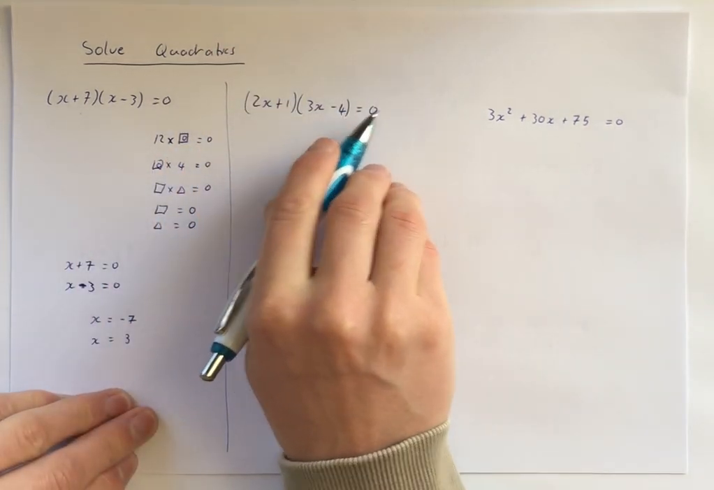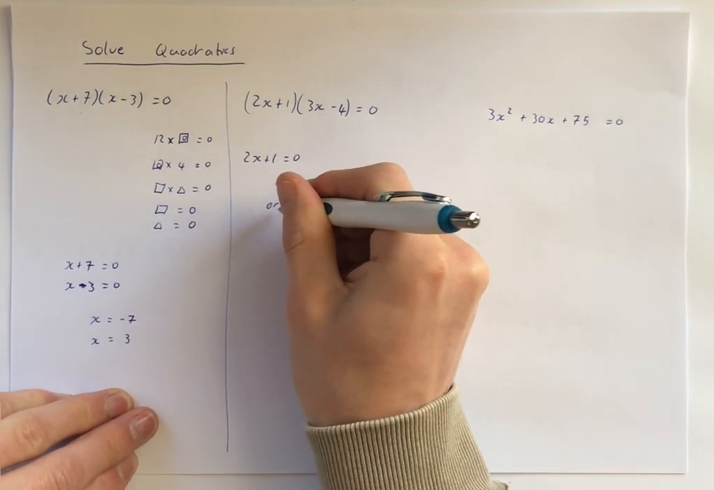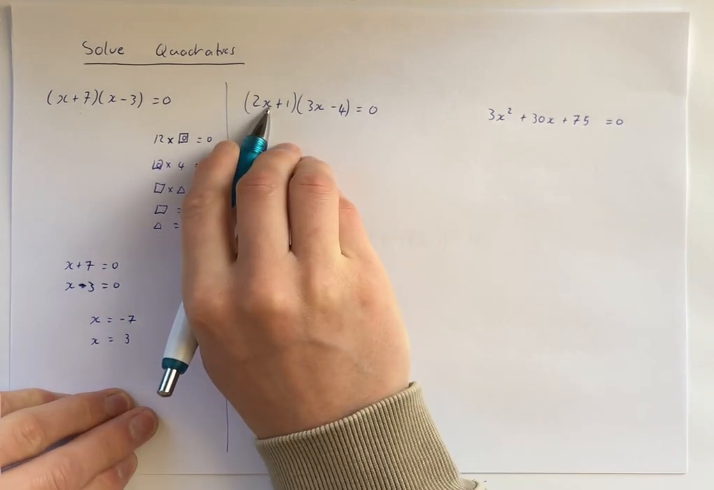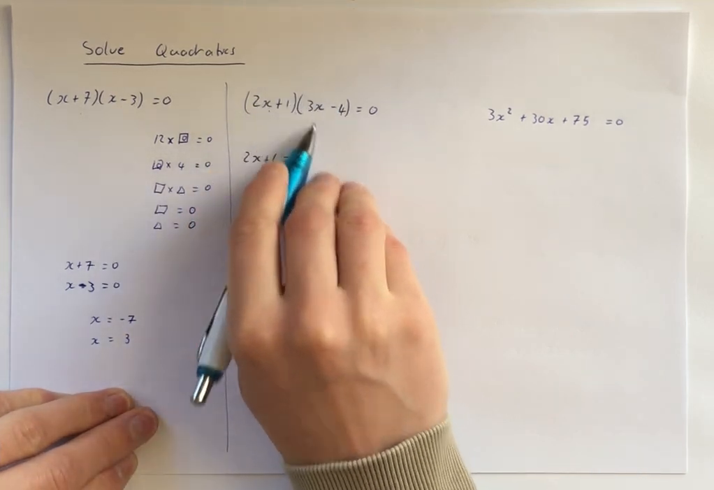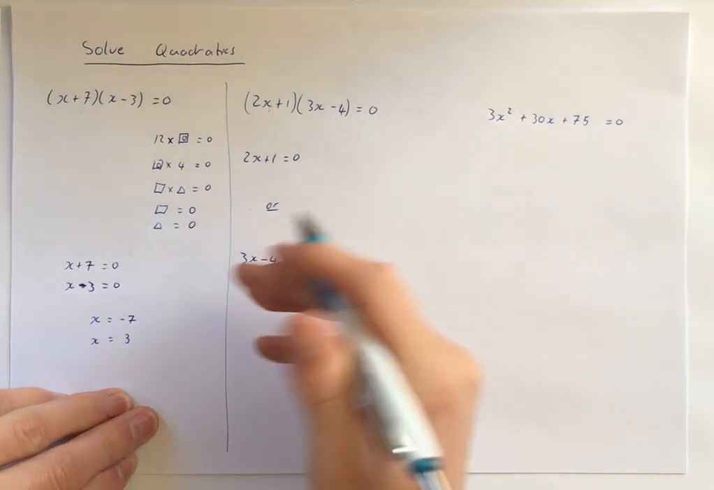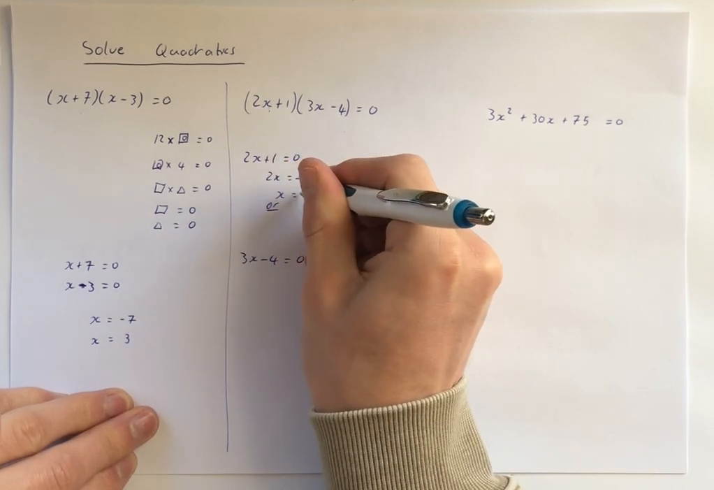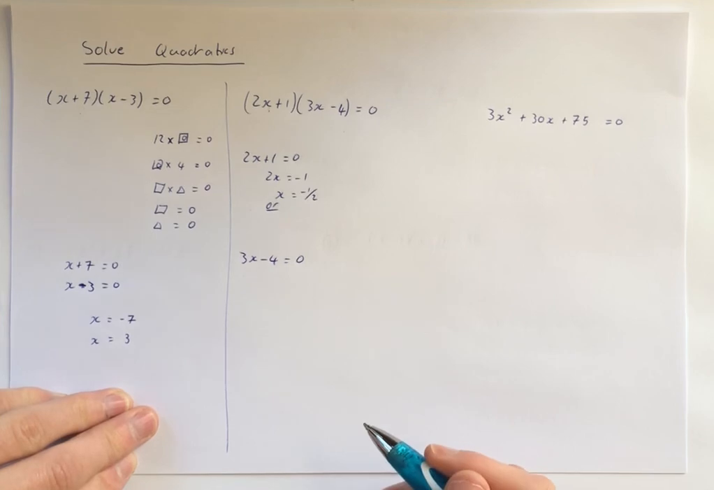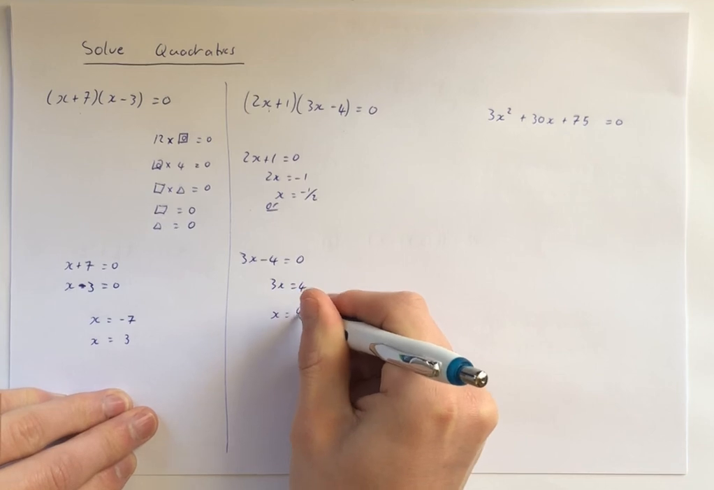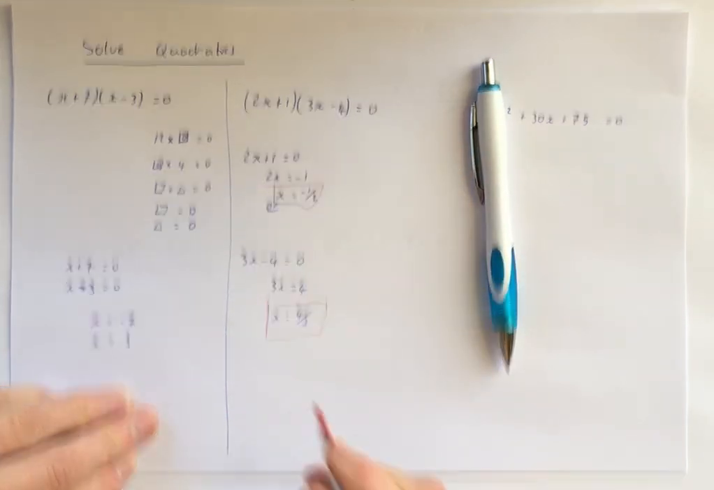So obviously each bracket could equal 0. So 2x plus 1 equals 0, or 3x minus 4 equals 0. So either this factor is 0 or this factor here is 0. Solving these just by linear equations, subtract 1 and divide by 2. There's our first solution. Add 4, divide by 3. There's our other solution. Our two solutions.